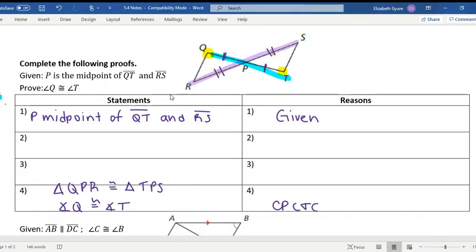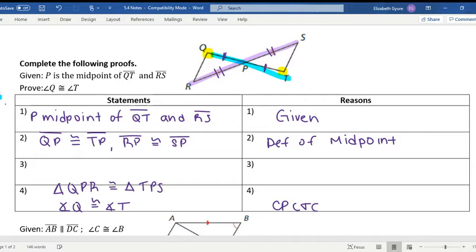So I'm going to say that QP is congruent to TP, and I'm going to say that RP is congruent to SP. Again, you had a midpoint. A midpoint is going to give you congruent segments. So that is the definition of a midpoint. All right, we had a vocab word, so we needed to use it. Midpoint, use the definition of a midpoint. Now I've used up my given, so now I've got to look at my picture.